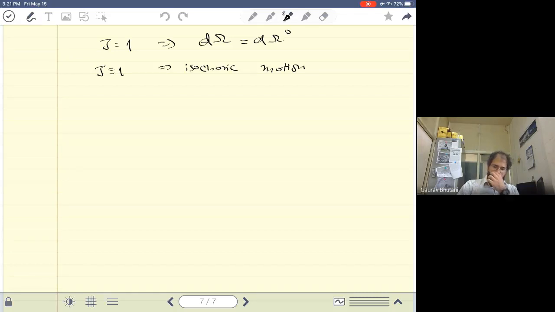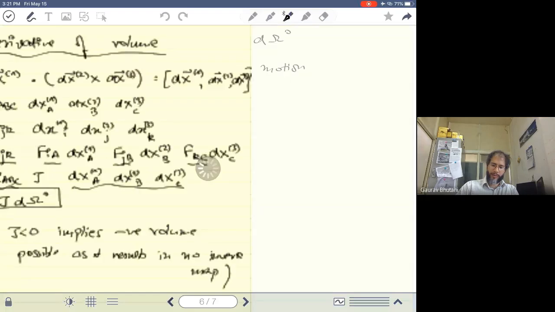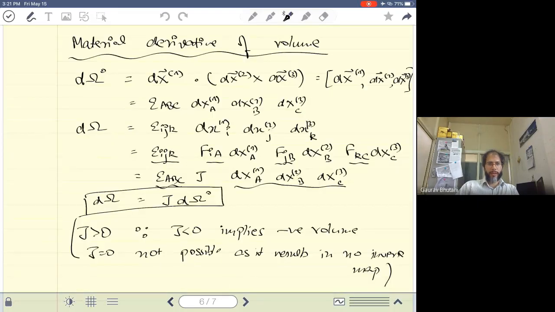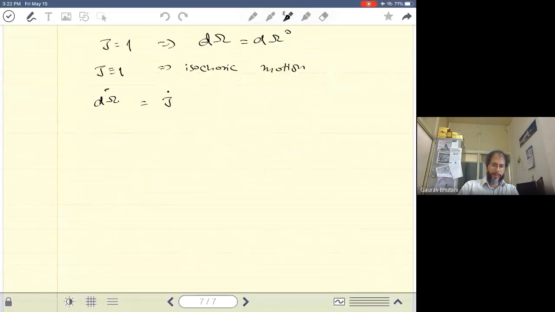Finally, remember the aim here is to find the material derivative of d omega. So we start with d omega with a dot on top. That's the material derivative, which we know we just wrote d omega as J times d omega naught. So let's take the material derivative of that. This becomes J with a dot on top times d omega naught. And there is no time rate of change of d omega naught, because d omega naught is defined in the reference configuration. So d omega naught with a dot on top is equal to 0.